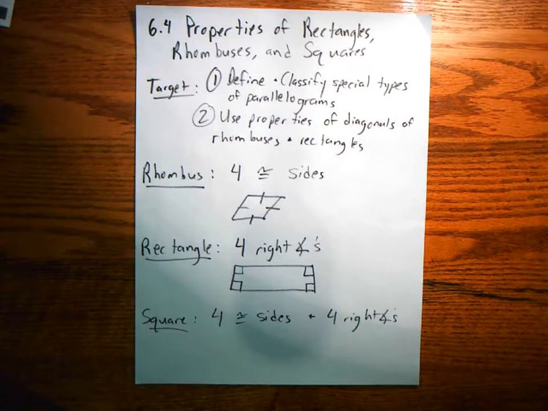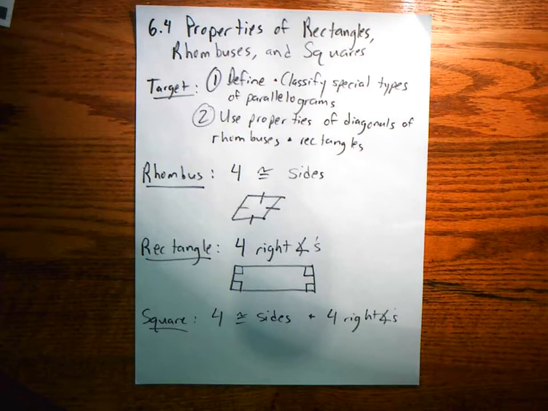Hello, this video is on section 6.4, which is titled Properties of Rectangles, Rhombuses, and Squares. There are two learning targets for this one. The first one is to define and classify special types of parallelograms, and the second is to use properties of diagonals of rhombuses and rectangles. So let's go ahead and get started.